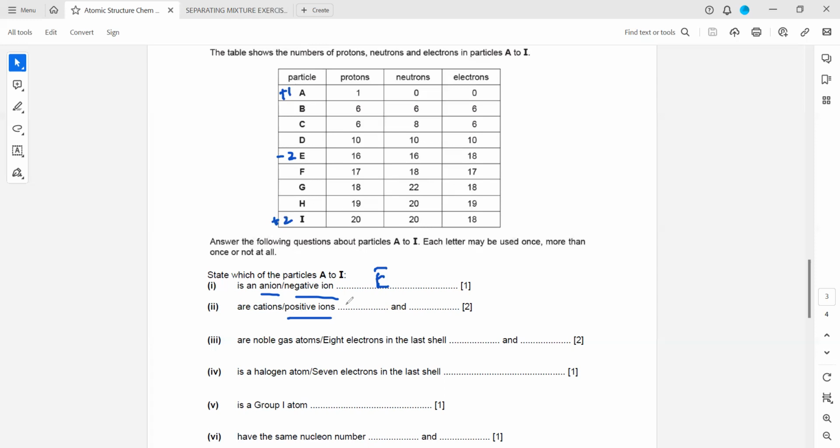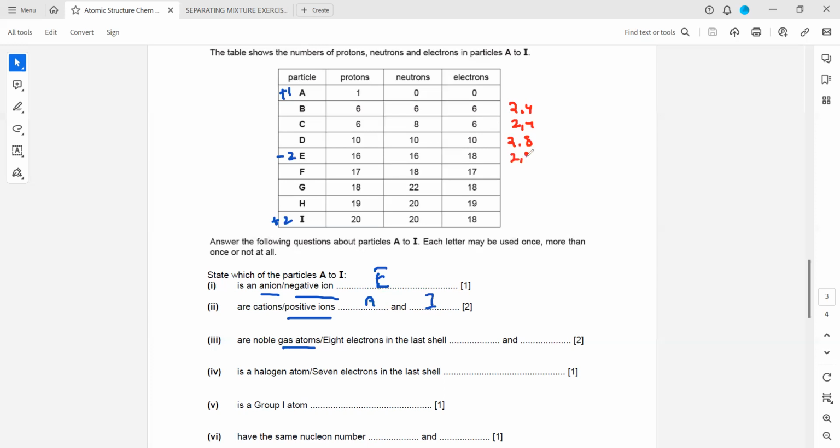A cation or a positive ion. Which of them are positive ions? A is a positive ion and I is also a positive ion. A noble gas atom having 8 electrons in the last shell. So we need an atom with 8 electrons in the last shell. If we write the electronic configuration, the electronic configuration for B will be 2,4. For C also 2,4. For D it will be 2,8.